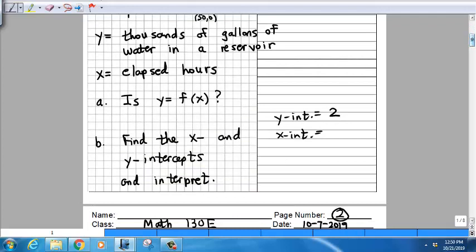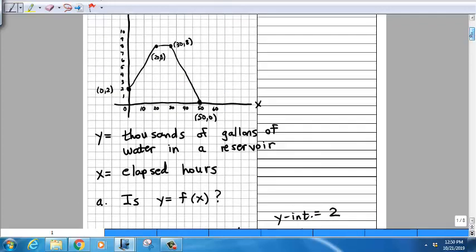What's that y-intercept telling us? What's the practical meaning of the y-intercept being 2? 2,000 gallons of water, but you have to say a little bit more than that, Kevin. 2,000 gallons of water in the reservoir, yes. But this is a y-intercept, so a y-intercept always matches input what? 0, right? Always an input of 0. So you need to include that in your interpretation.